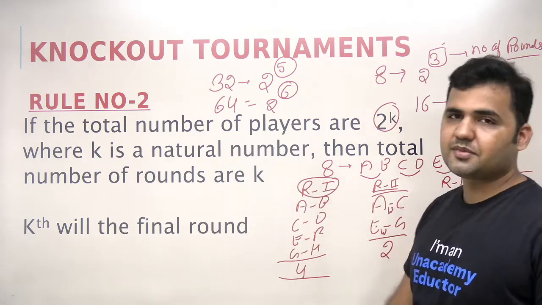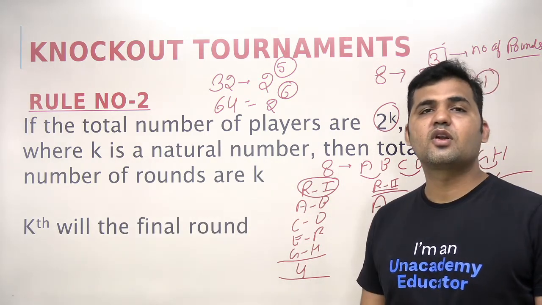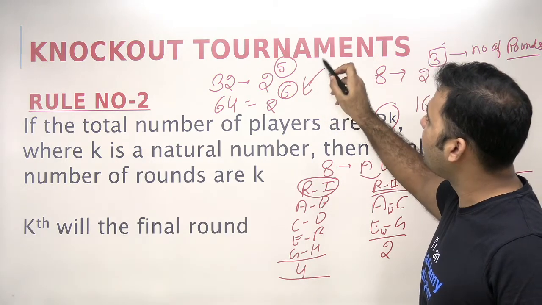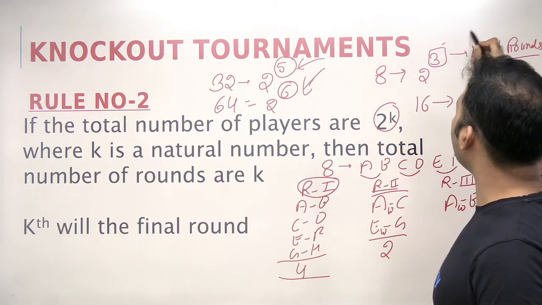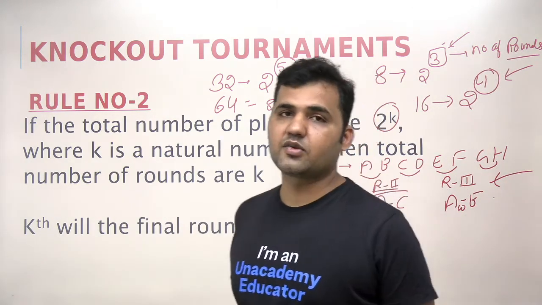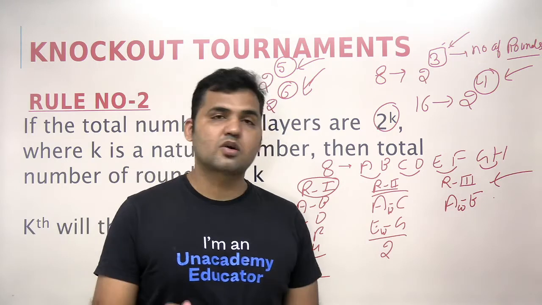So if you have this concept in the mind, finding the total number of rounds will not be difficult. And you can also see the final round. Here the final round will be 6th round. Here the final round will be 5th round. Here the final round will be 3. Here the final round will be 4th. So kth round will be the final round. So this is the concept of finding the total number of rounds.